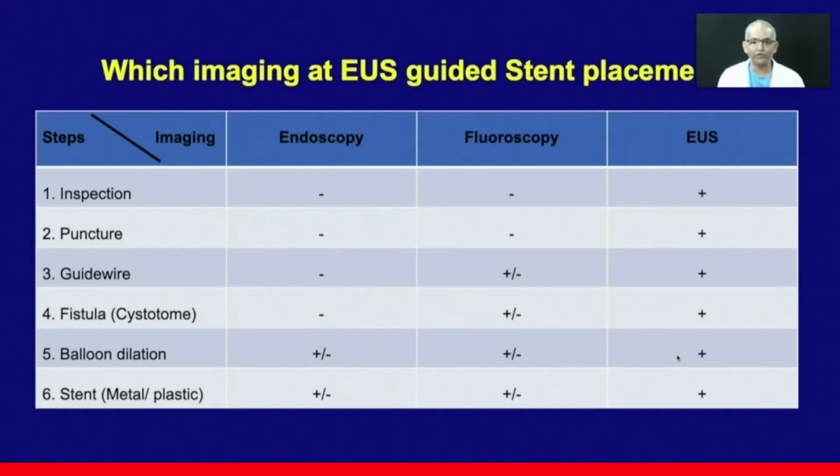Then we dilate with a balloon. Obviously we use EUS, but we can use fluoroscopy if we inject contrast in the balloon, or use endoscopy to readjust the balloon position. And last, for the step of placing the stents, we require all 3 imaging modalities: EUS to place the internal flange of a metal stent, and endoscopy to look at the second flange, which is in the lumen. Obviously, fluoroscopy helps us in positioning the stent.